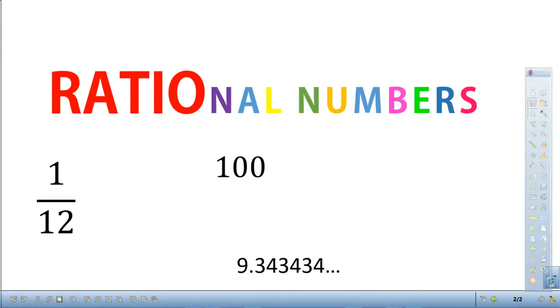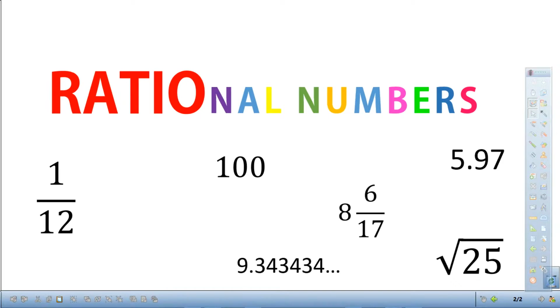9 and 34 hundredths, which is being repeated. Your 34 hundredths is being repeated over and over again. So this is called a repeating decimal. And this repeating decimal can be written as a fraction as well as 5 and 97 hundredths. Also, we have the square root of 25, which is a perfect square, and that's considered to be a rational number because it can be simplified to 5, and 5 is a whole number written as 5 over 1, which is a rational number.